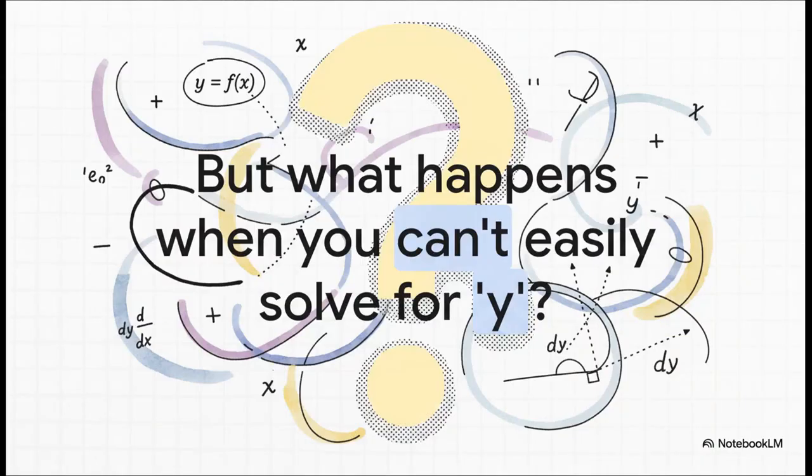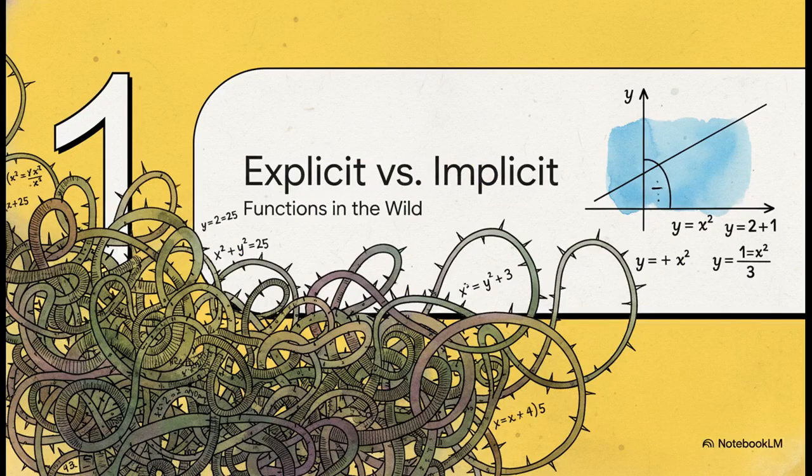You know how we're all used to seeing functions in that nice, clean y equals f of x format, right? It's comfortable, it's familiar, but what happens when the equation is all jumbled up and you can't just get y by itself on one side? How in the world do you find the slope then? Well, that question really gets to the heart of something important. Not all functions are so neatly packaged.